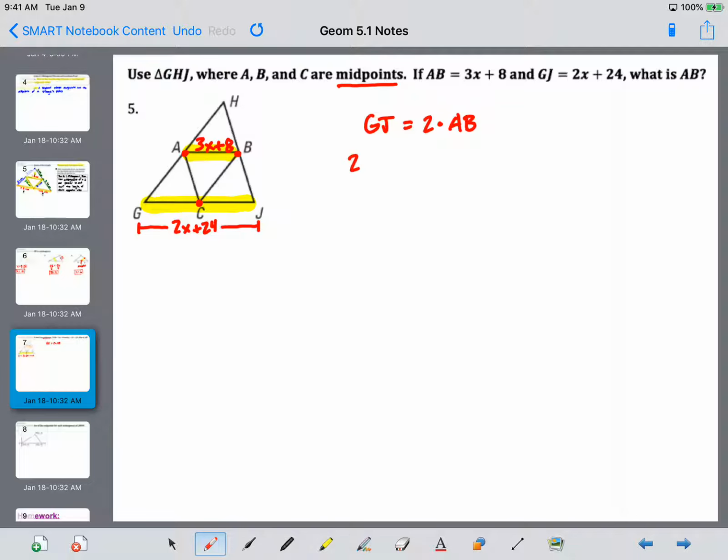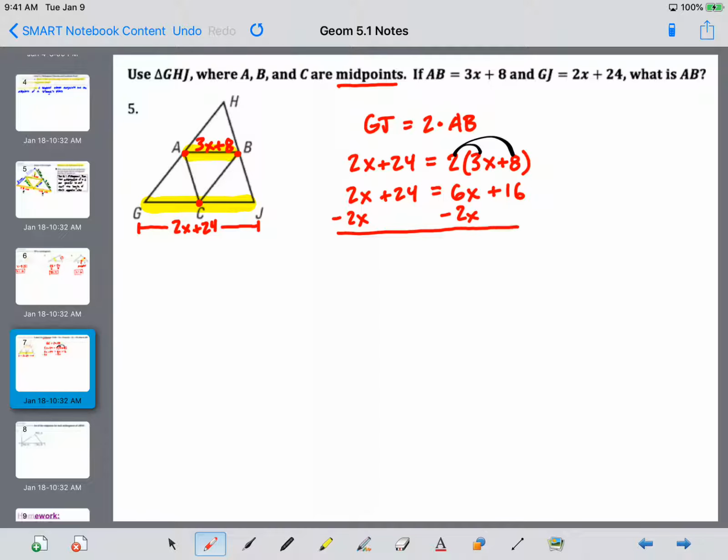So what we have to say is GJ, which is 2x plus 24, is equal to 2 times AB, which is 3x plus 8. All right, so from here, we're just going to solve this using our algebra skills. So first of all, we can distribute that 2. We'll get 2x plus 24 equals 6x plus 16. And let's get the x's all on one side. So what I'm going to do is subtract 2x from both sides. I don't like to work with negatives if I can avoid it.